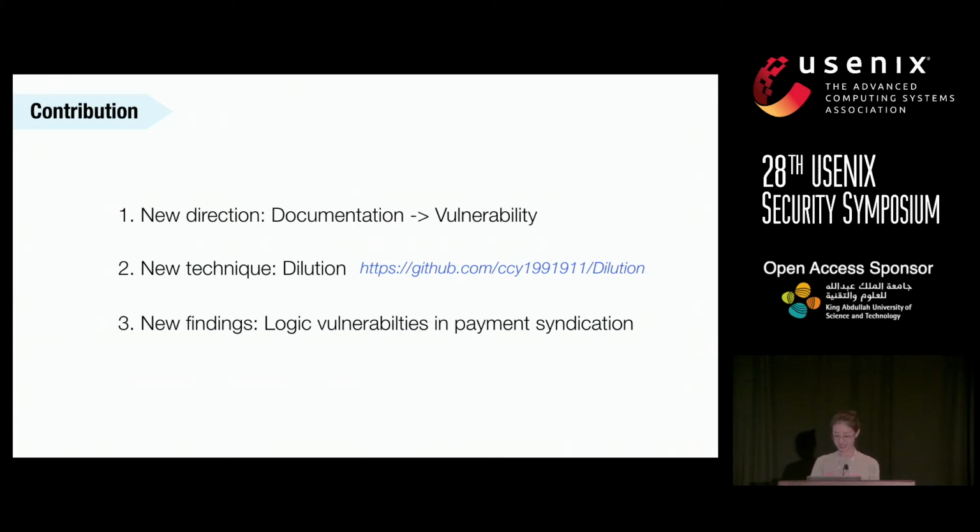We find security-critical logic vulnerabilities in the payment syndication process. We can exploit them to achieve shopping for a product at an arbitrarily lower price or even completely for free. We reported all these vulnerabilities to the corresponding companies, and all of them acknowledged them, and thanked us for our effort. That's all. Thanks for listening.